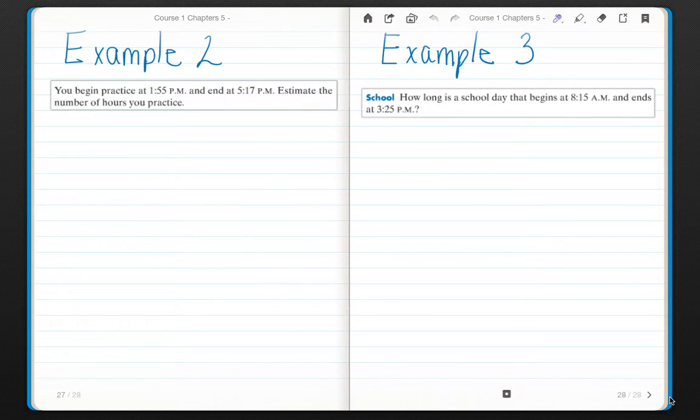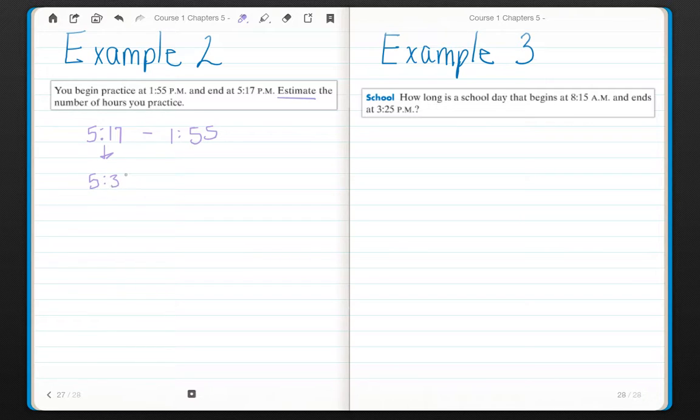You begin practice at 1:55 p.m. and end at 5:17 p.m. Estimate the number of hours that you practice. So 5:17, I always have to start with when I end, minus 1:55. Now this says to estimate. So 5:17 is closer to 5:30. 1:55 is closer to 2 o'clock. So I ended at 5:30, but I started at 2 o'clock.